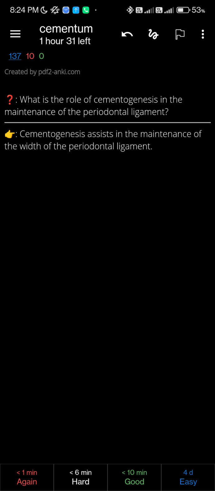What is the role of cementogenesis in maintenance of the periodontal ligament? Cementogenesis assists in the maintenance of the width of the periodontal ligament.